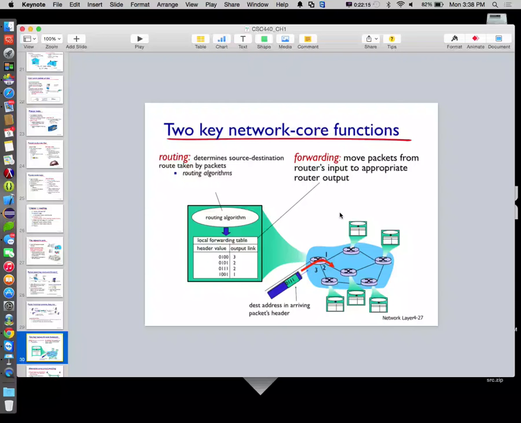Okay, so there's the active routing that you have as a core network function. And then forwarding, move packets from the router's input to appropriate router output. So one of the things is it's going to figure out where should I send it, then it's going to actually send it. Okay, and then we can throw in the middle here, storing.